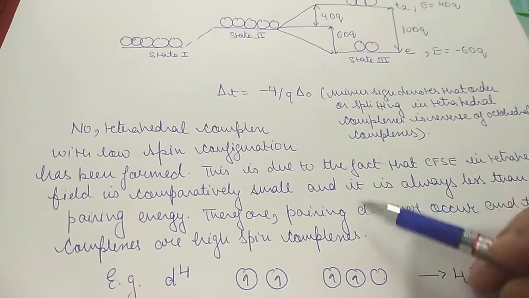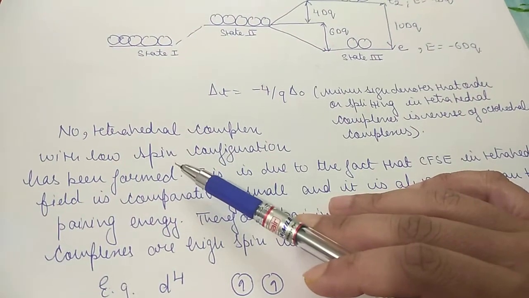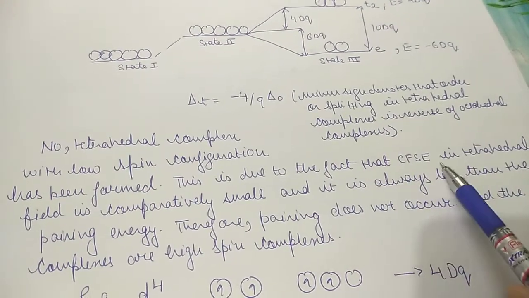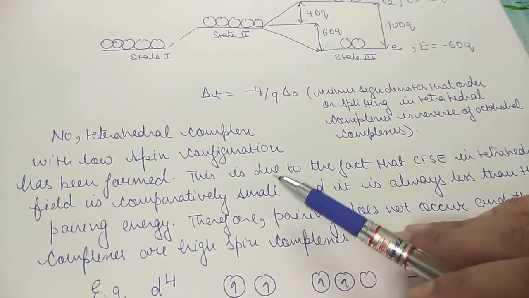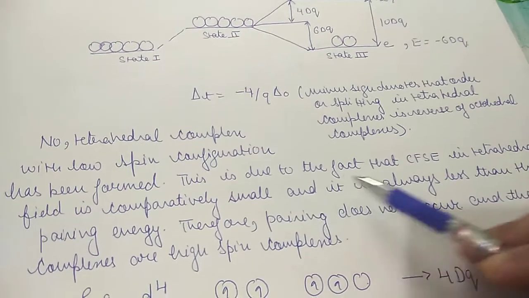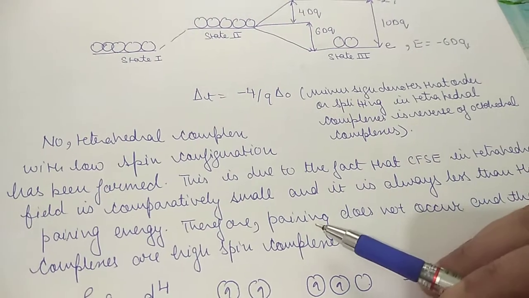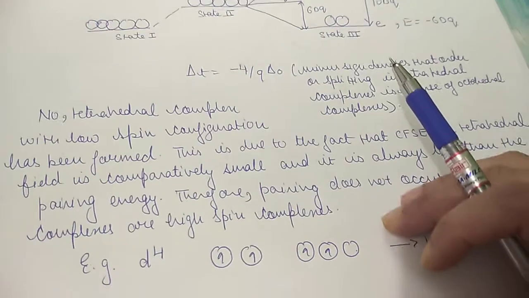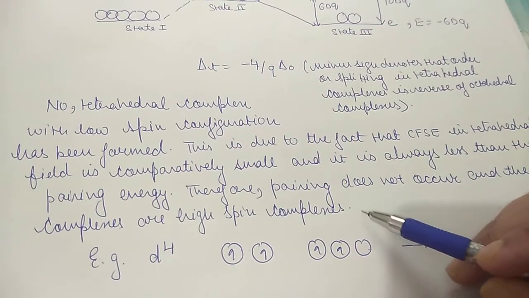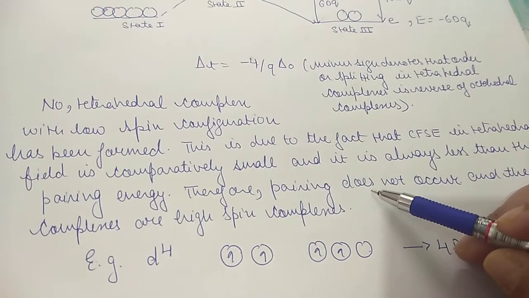Then what is the trend in tetrahedral complexes? No tetrahedral complex with low spin configuration has been formed. This is due to the fact that the crystal field stabilizing energy in a tetrahedral field is comparatively small and is always less than the pairing energy. So CFSE is always less than the pairing energy. So what will happen? Pairing does not occur and the complexes are high spin complexes. So in case of tetrahedral complexes, the complexes formed are high spin complexes.